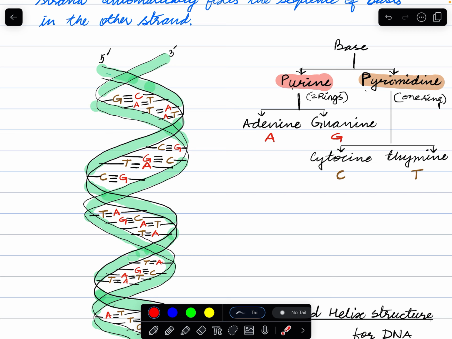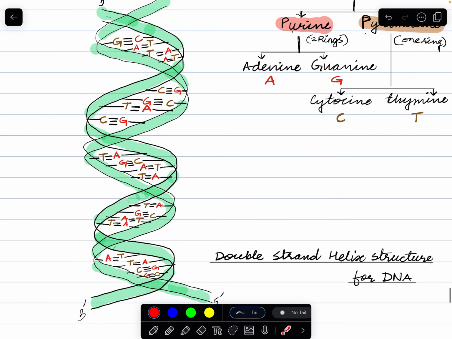Okay, so one purine can form a bond with one pyrimidine. Therefore adenine forms a bond with thymine, and in this case we have two hydrogen bonds, while guanine forms a bond with cytosine always. So we have three hydrogen bonds between guanine and cytosine.